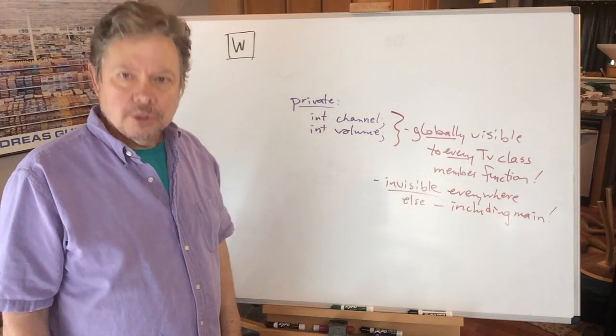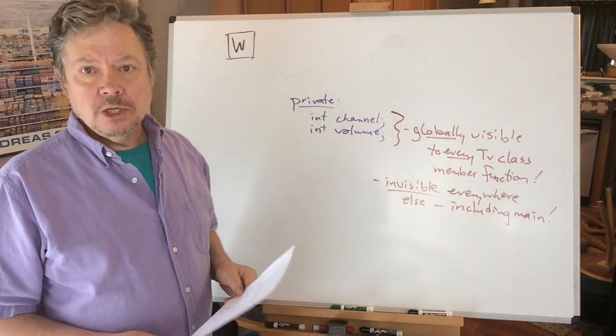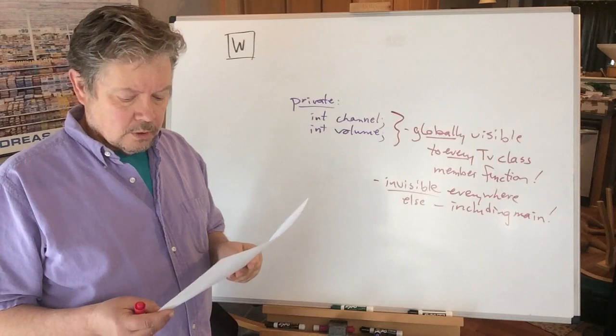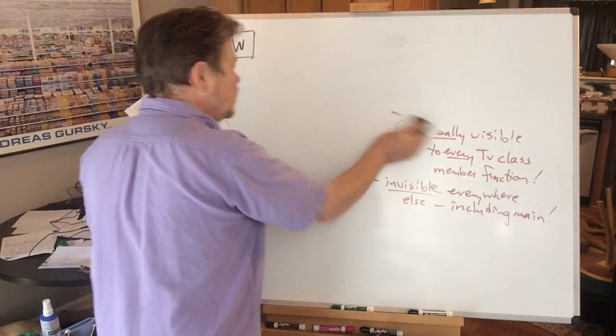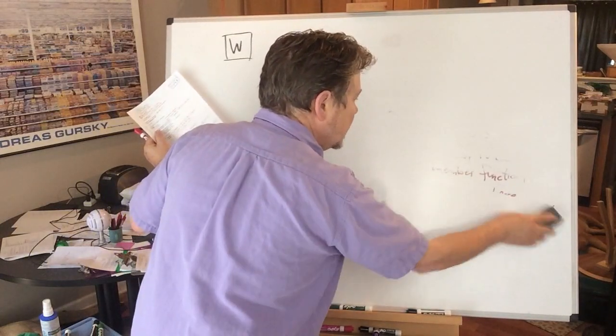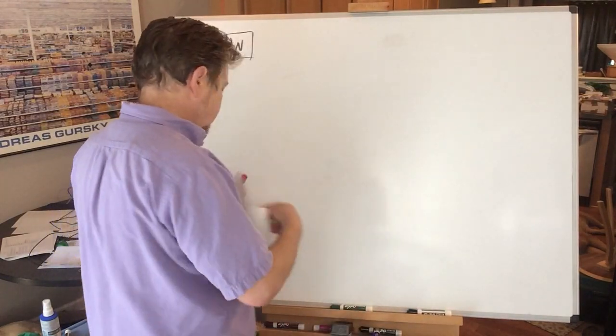Nobody else can see it. You want to change it? Fine. Go through the mutators. Tell a mutator to change it for you. That's the only way you can do it. Now, there's one more thing I want to do about the header before we leave the header. And yeah, it looks like the CPP file is going to be its own separate video. That's fine.